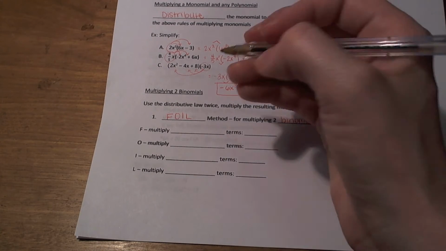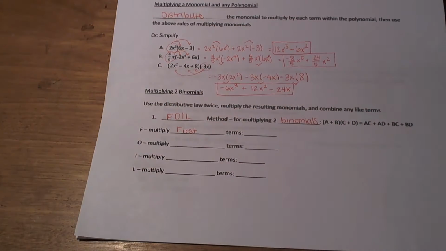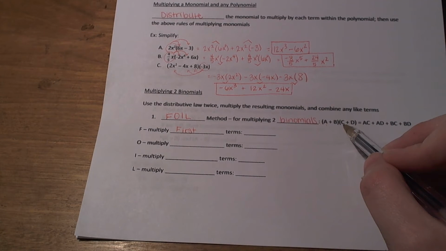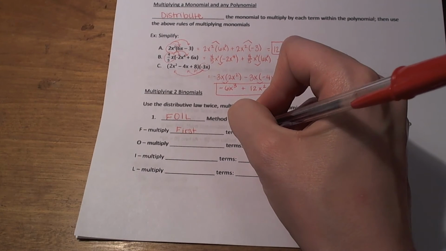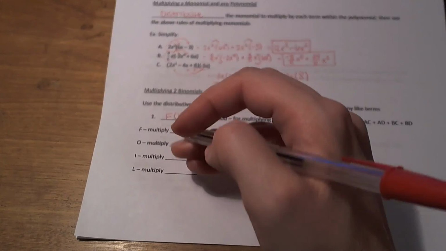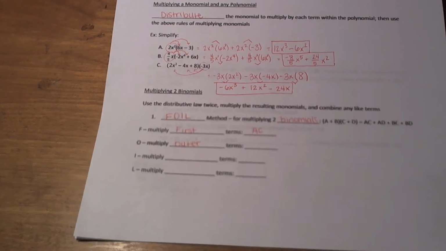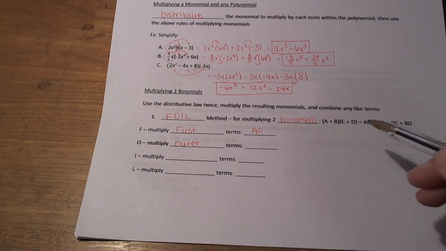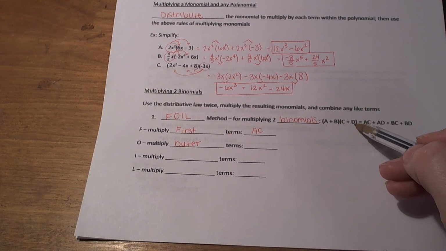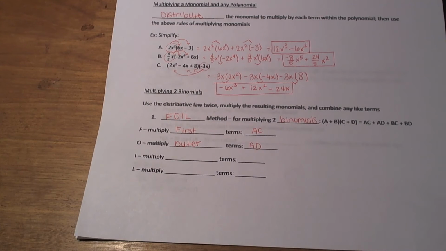So F stands for, remember to multiply the first terms. So that is A is first in this parentheses times C is first in the second parentheses. So A times C. O stands for multiplying the outer terms. So the outer terms, A is on the outside in the first parentheses, D is on the outside in the second parentheses. So A times D.